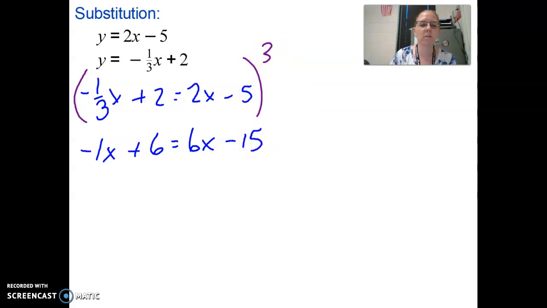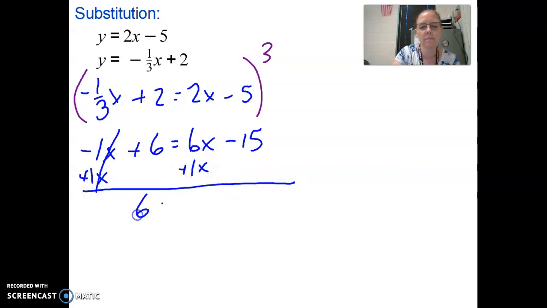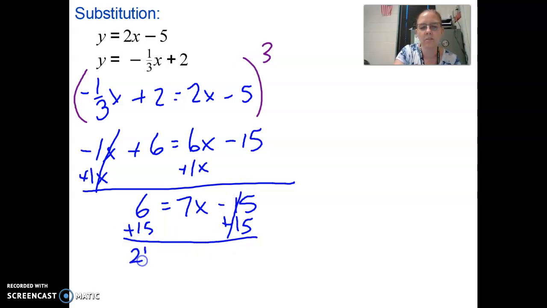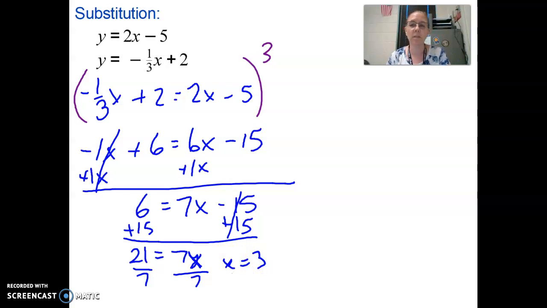Okay, let's see what we can do to solve for x. I'm going to get all my x's on the same side, so I'm going to add 1x on both sides. 1x plus 6x is 7x. I'll add 15 to move it away from the x, and I get 21. Now, x. I'll divide both sides by 7. X equals 3.